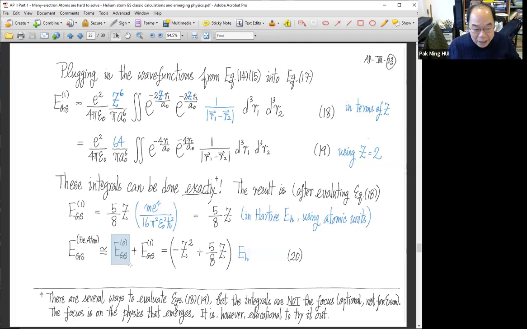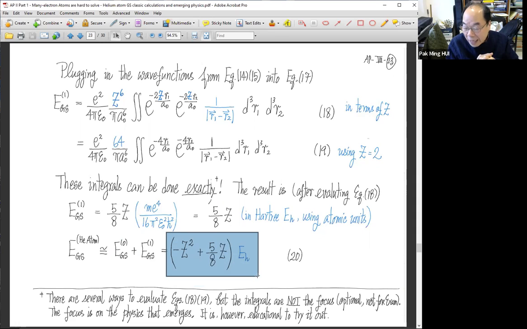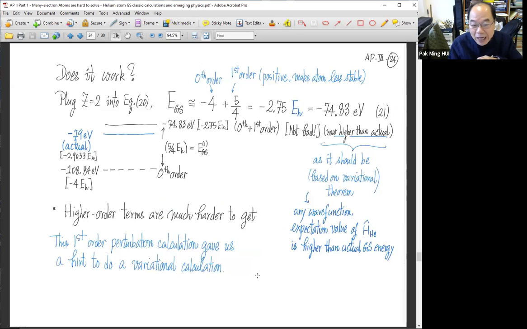We have the ground state energy minus 4 Hartree. Now, first order shift is this amount. So total, up to first order perturbation, this is our prediction for the helium ground state energy. So let's look at the picture again. Zeroth order, ignoring the interaction, is very negative. This is the zeroth order.